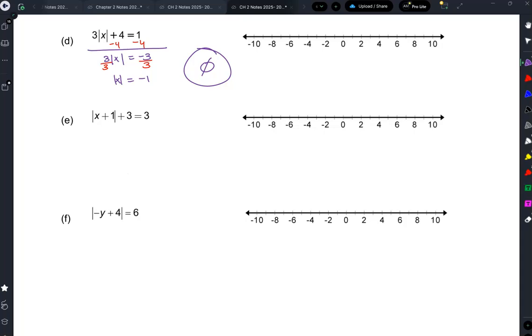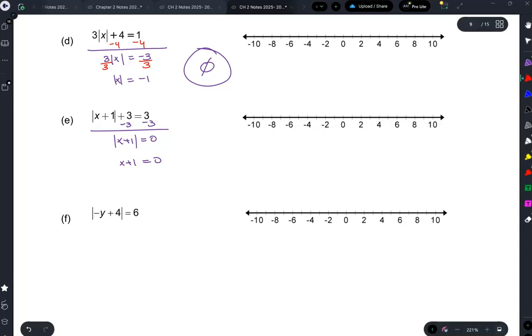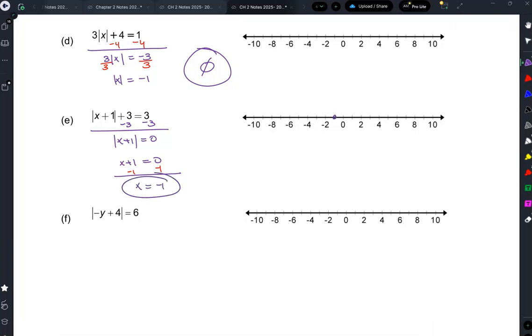Okay. This one, what do you suggest we do first? Subtract 3. So x plus 1 is equal to 0. What happens if you have absolute value equal to 0? You have one solution. So look at what you do. We're not going to split, but now you can take the absolute value out. Only when the absolute value is away can you subtract a 1. So I get x is -1. And it's a solution, but you just get one solution this time.